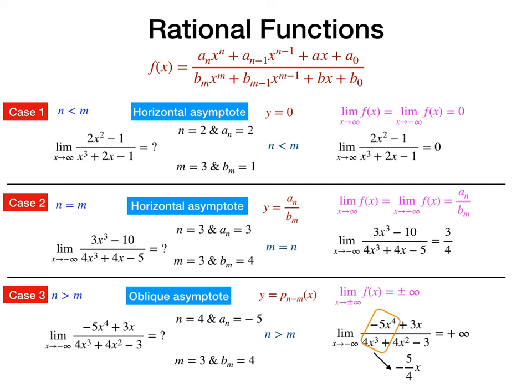And this is a linear function. You can see that in this linear function, you have a negative slope, which is a decreasing function. And if you have a decreasing linear function, when x goes to negative infinity, y goes to positive infinity. So that's why the answer for this limit is positive infinity.